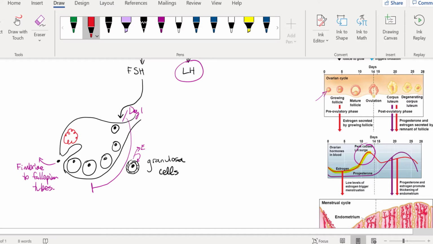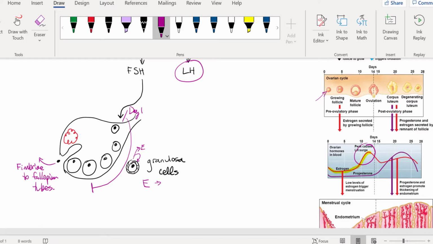I just want to bring your attention to the fact that estrogen also helps develop granulosa cells, but it also develops secondary sex characteristics, and it also thickens the endometrium.